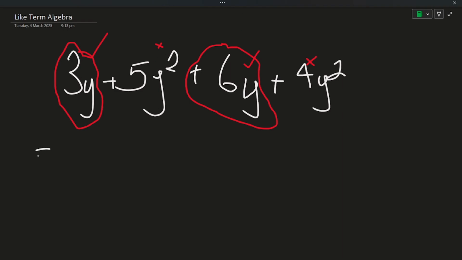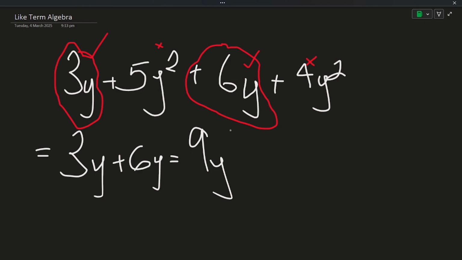3y plus 6y is equal to 9y. And if you got that, that's correct. Oh, sorry, no, my fault. I just realized what I just did. Let's forget about that. Oh my days, I forgot about this part. You'll also have to do this part.